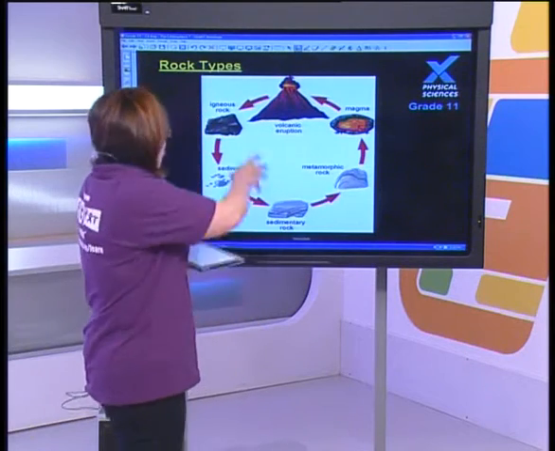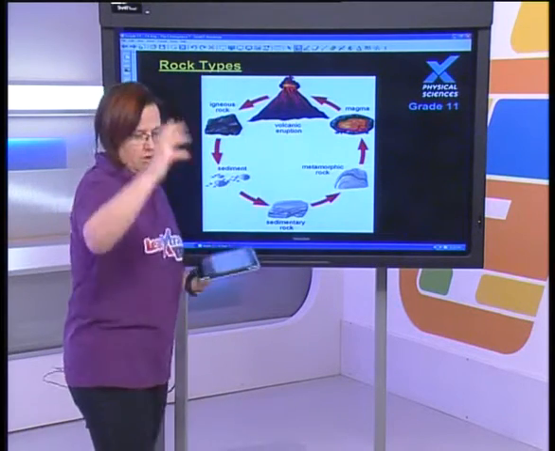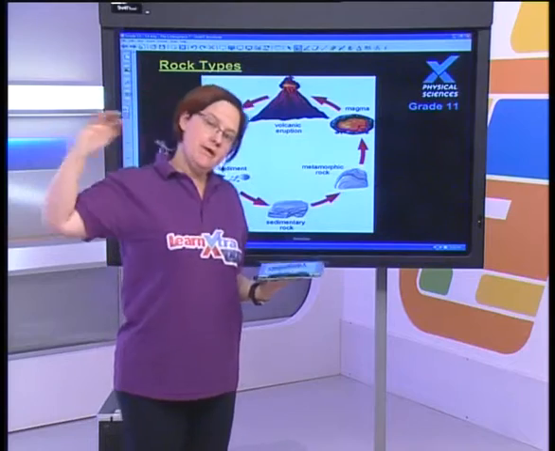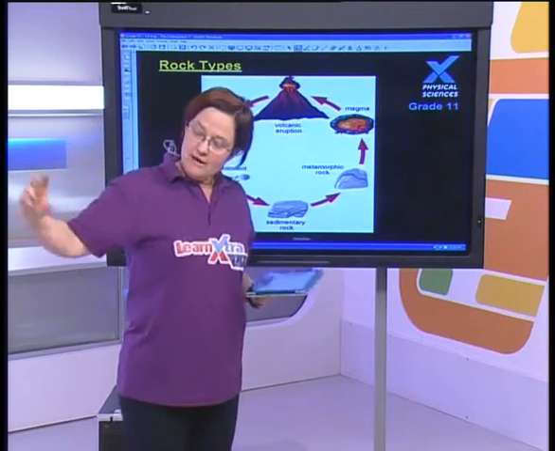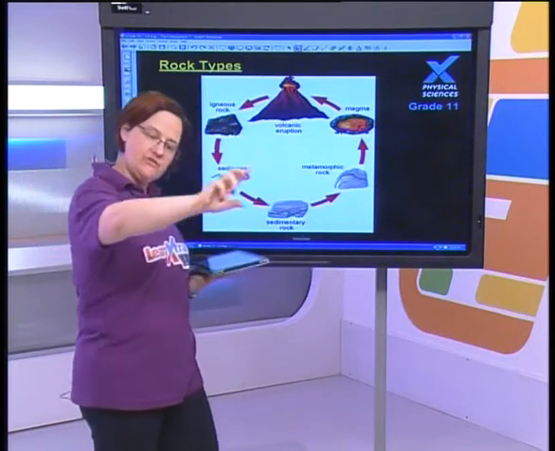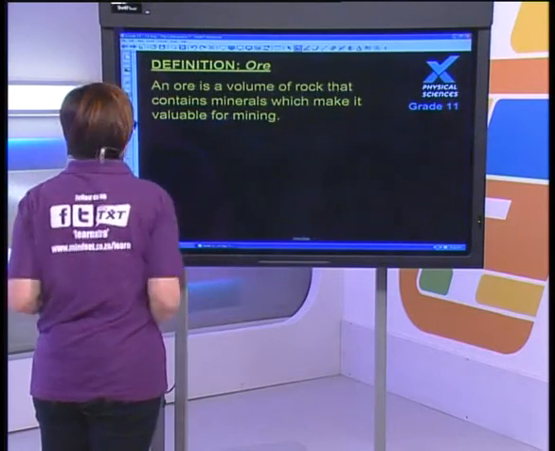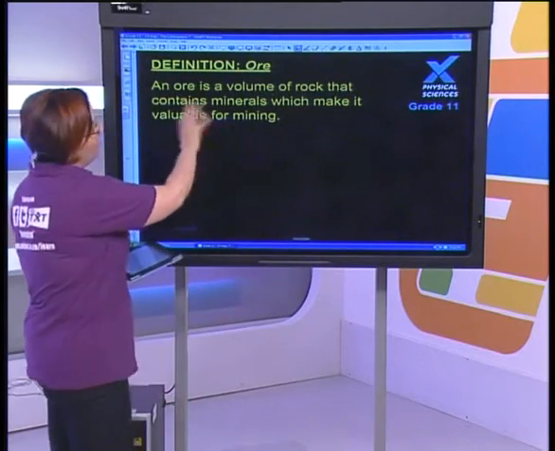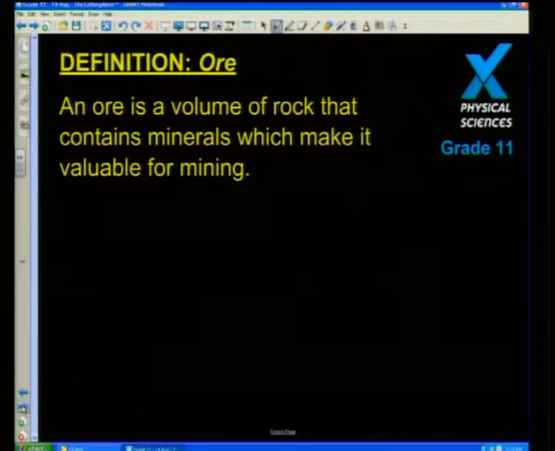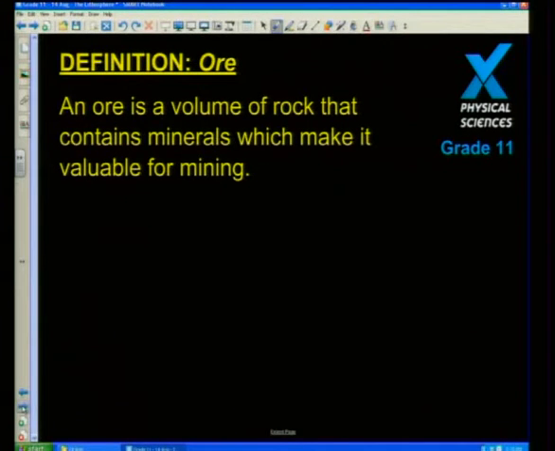Now, when the igneous rock and sedimentary rock gets buried, it forms underground, and it gets distributed in the lithosphere. It forms ore. Ores are what we're looking for. And ore is a volume of rock that contains minerals which make it valuable for mining.